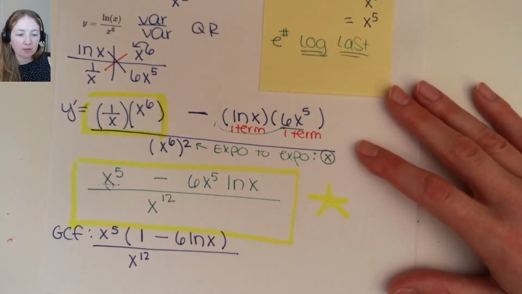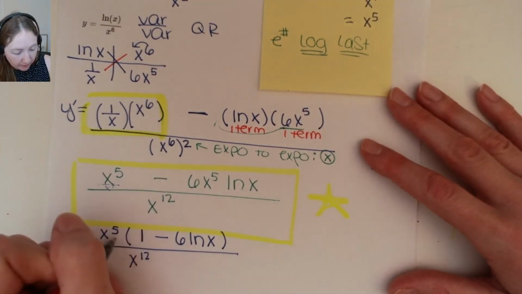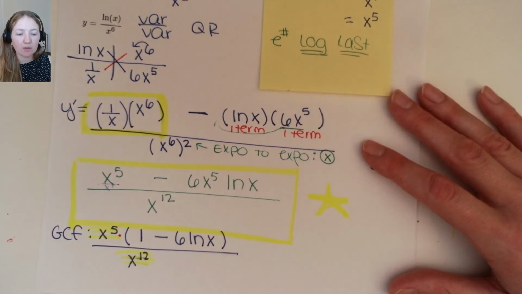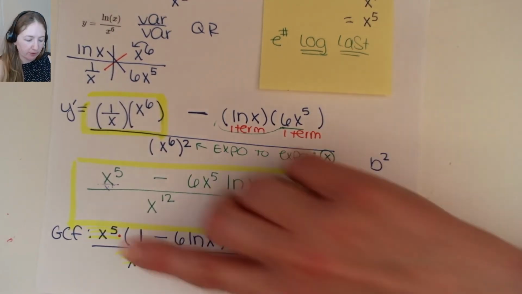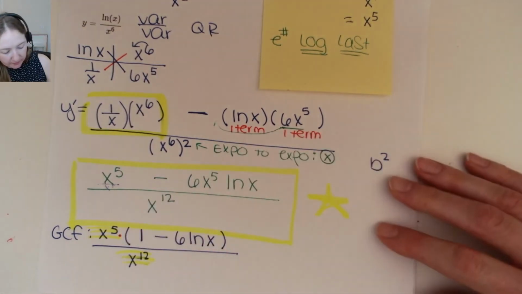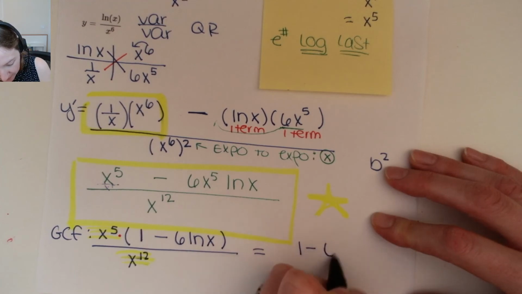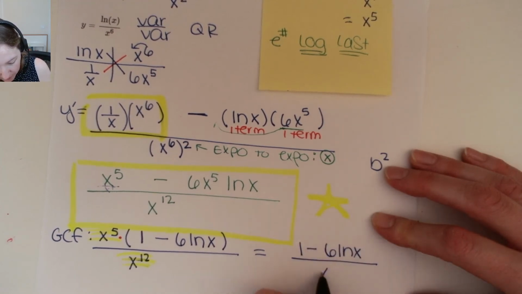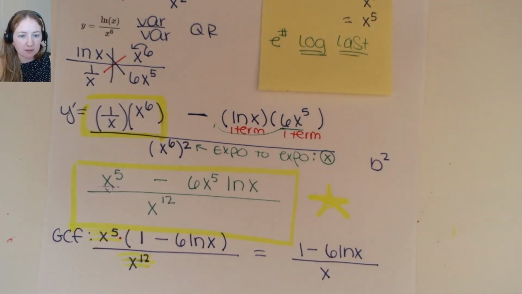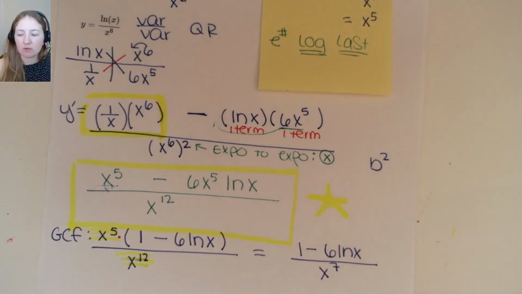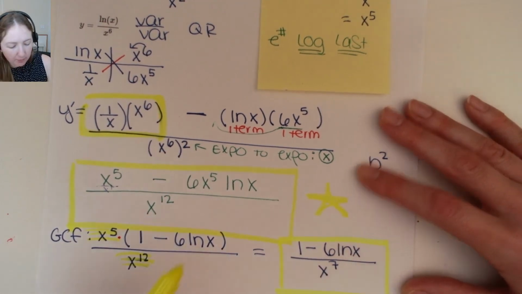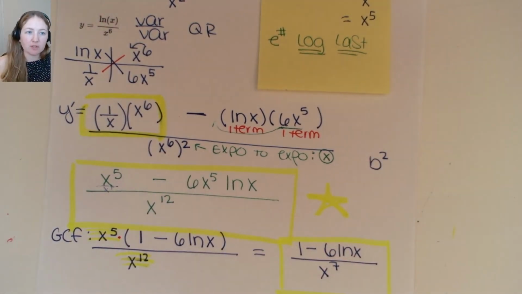Now, the cool thing here is that once you take out that GCF, then you have x to the 5th times a quantity. And so if you look at just this x to the 5th over x to the 12th, you can subtract those exponents. So if I subtract those exponents, I get 1 minus 6 natural log x over x, and then taking the 5 minus the 12, that will leave us in the denominator with a 7, so x to the 7th power. So again, they're probably not going to mark you wrong if you don't do this, but that is your most simplified version, taking out the GCF.